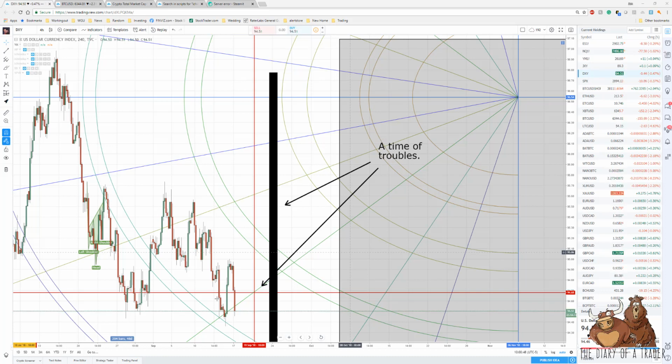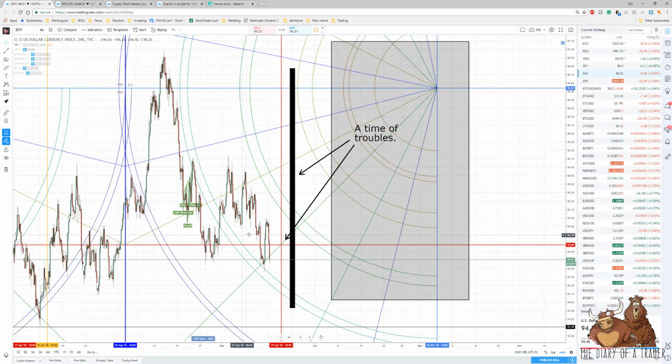Today we're going to be going over a forecast video. It is the 17th of September 2018, and on the screen here I have a highlighted area in gray and then a very dark black vertical bar going down the screen. And this is on the dollar index chart, a 4-hour dollar index chart.